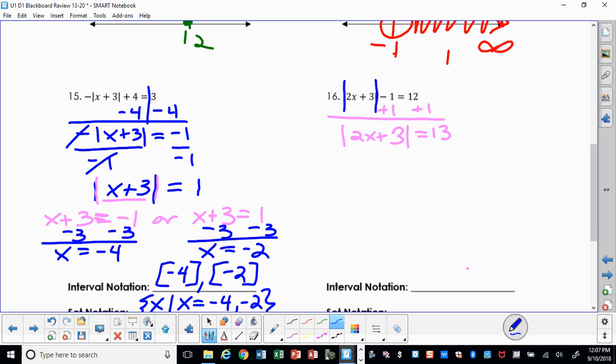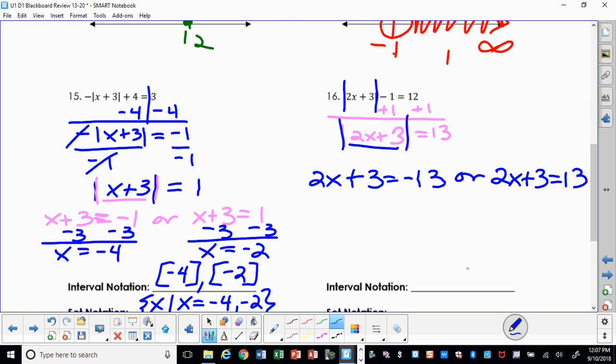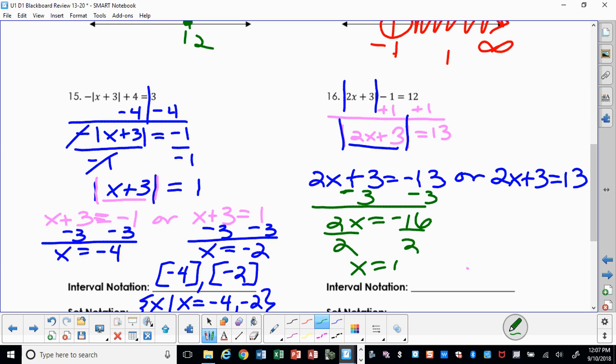Okay, now I want to get rid of the absolute value sign. So I set what's inside equal to a negative 13, or what's inside can equal a positive 13. Okay, and then now I'm going to just solve each of these separately. So I've got minus 3. So 2x equals negative 16, divided by 2, and x equals negative 8. And here, solve this equation. So 2x equals 10, divided by 2, and x equals 5.